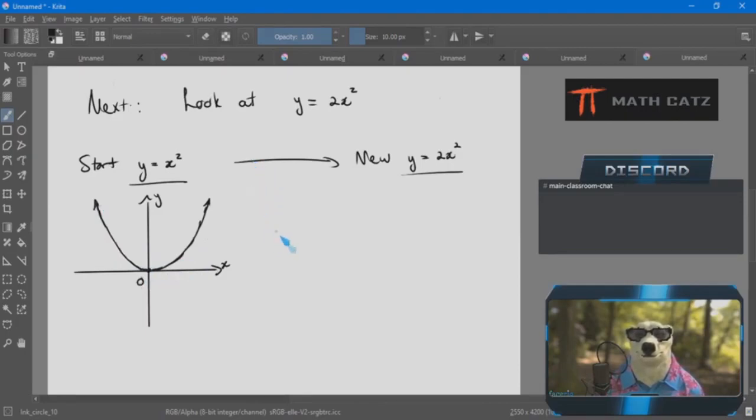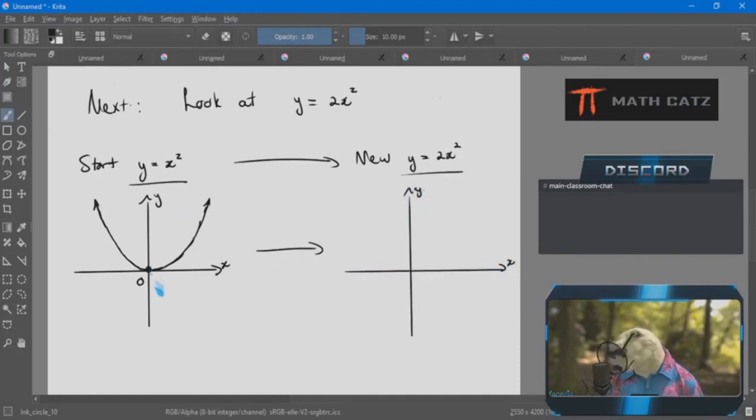Now, what is happening to the graph? Let me set it up. Well, the argument's very similar. Let's look at this 0, 0 point. In the original, to get a y value of 0, I needed to plug in x equal to 0. That doesn't change in this case. To get a y value of 0, I still need an x value of 0. Great. That point has not moved at all. Let's get some other points here. 1, 1, maybe a 2, 4. Let's take the 1, 1 point.